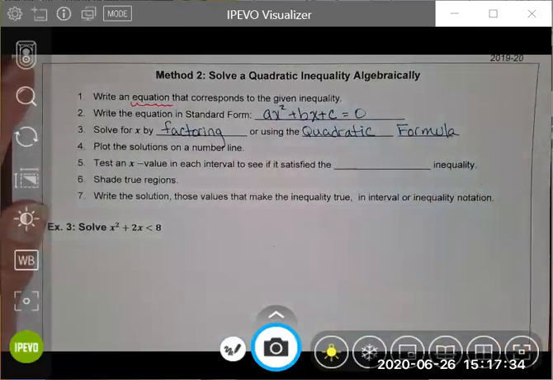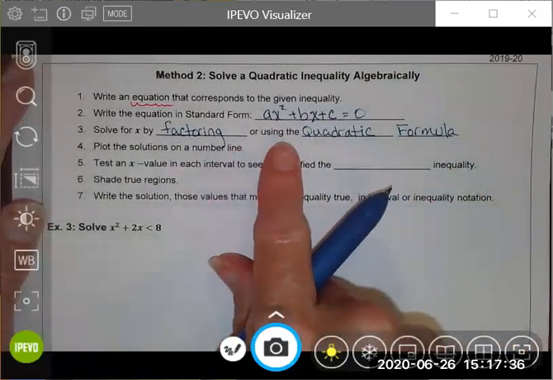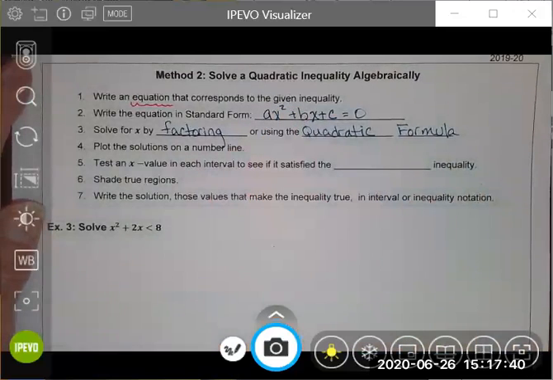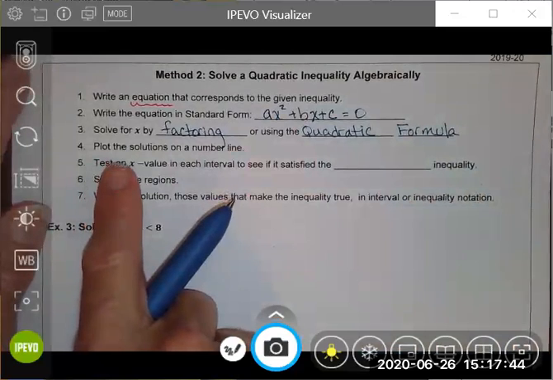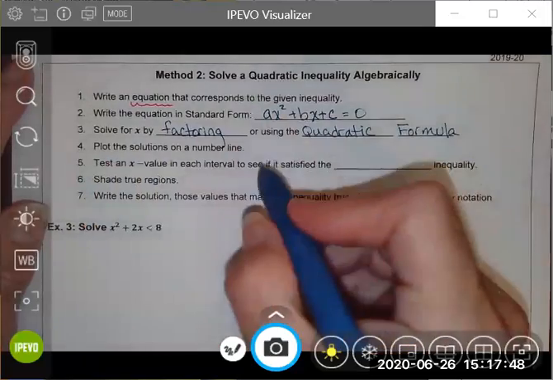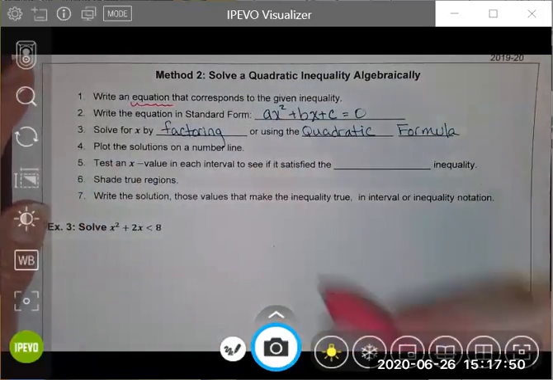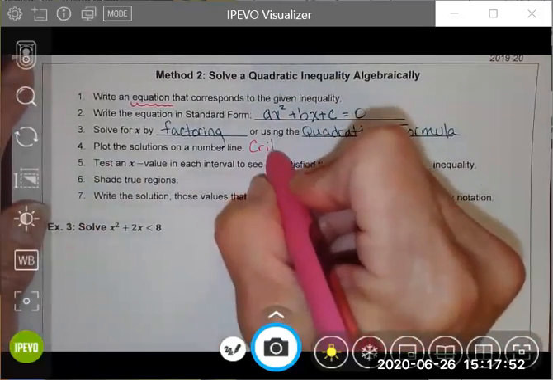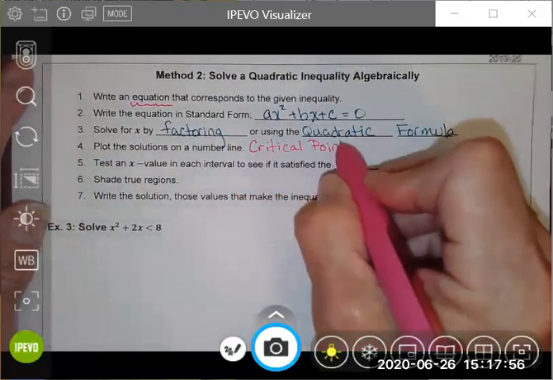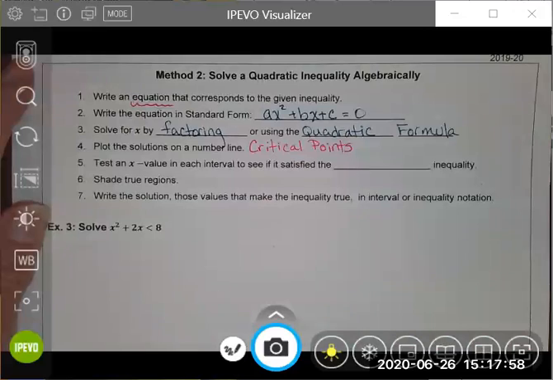But either way, you need to find what the x-intercepts are for the equation that mimics the inequality. Those x-intercepts can be graphed on a number line, and those are called critical points. And you saw them on the previous graphs. They were the x-intercepts. And so these are what we call our critical values.